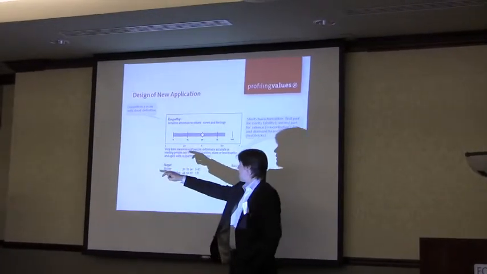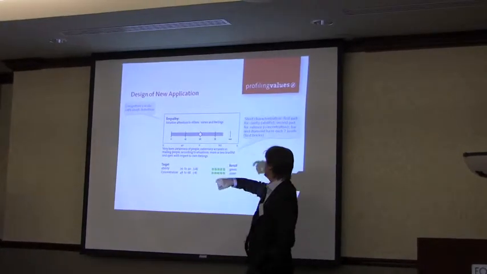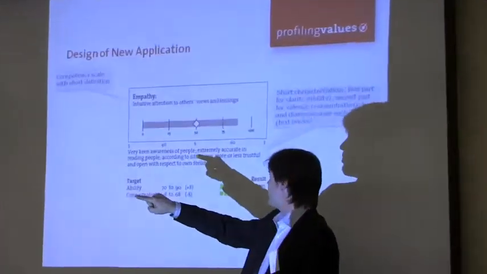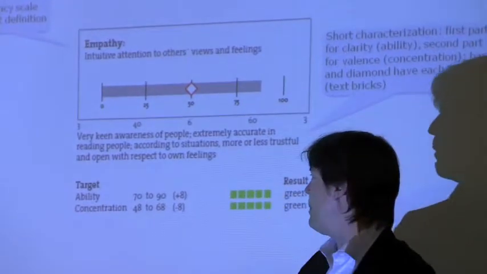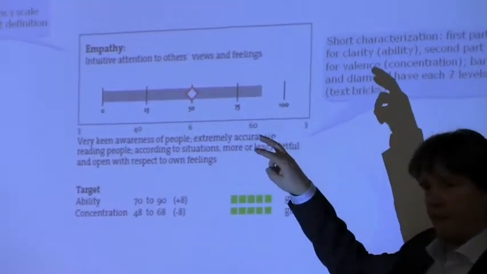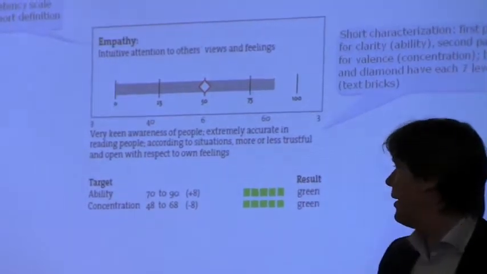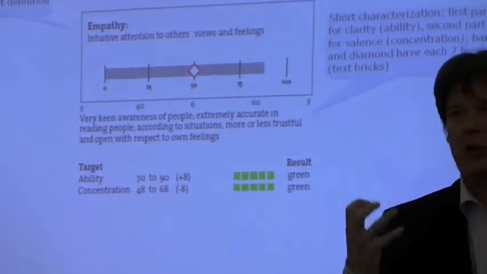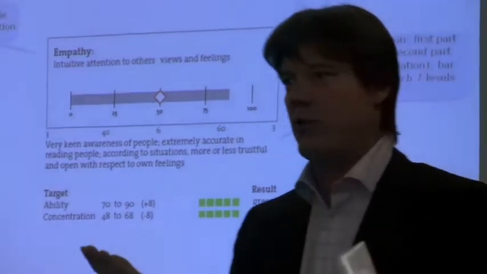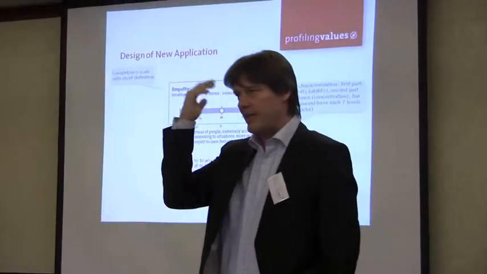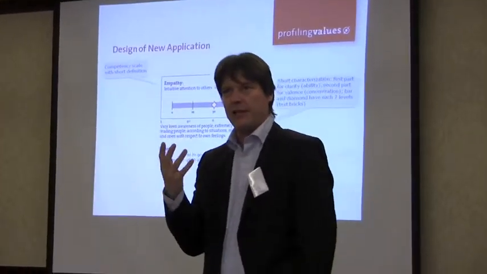So always you have here at the first part the clarity, here very keen awareness of people, extremely accurate in reading people. And the second part refers to the balance. According to situations, more or less trustful and open with respect to own feelings. So this short characterization gives somebody who has nothing, not a dice of axiology, a first insight into his own score.